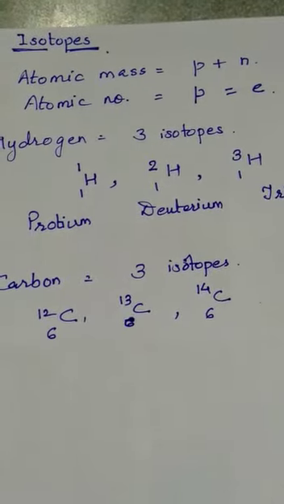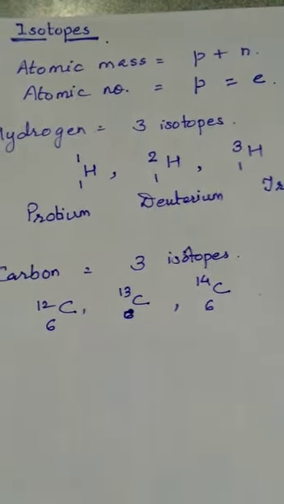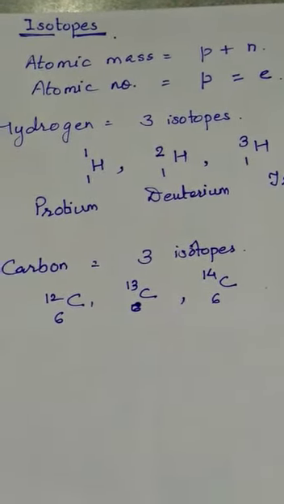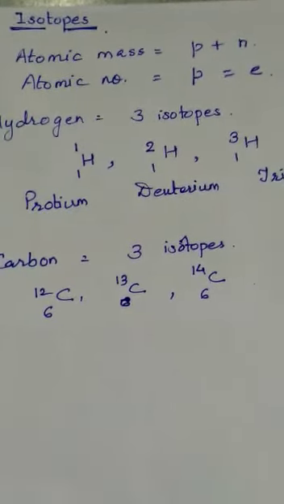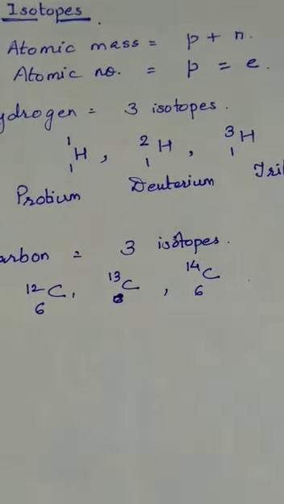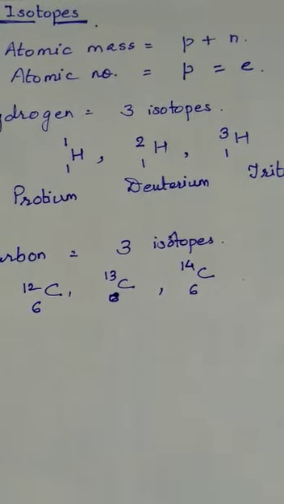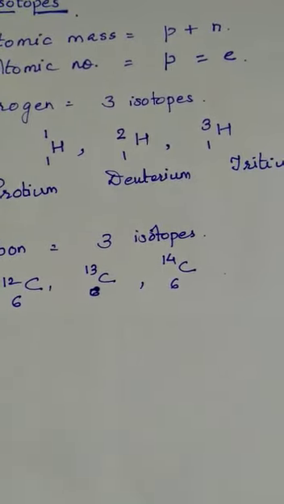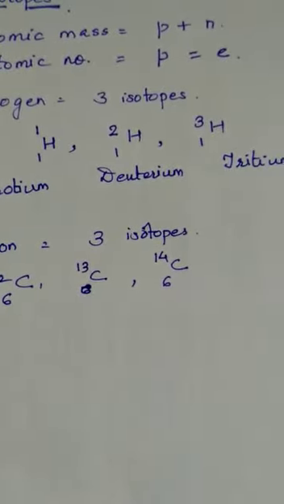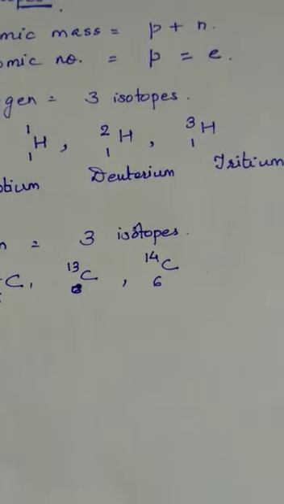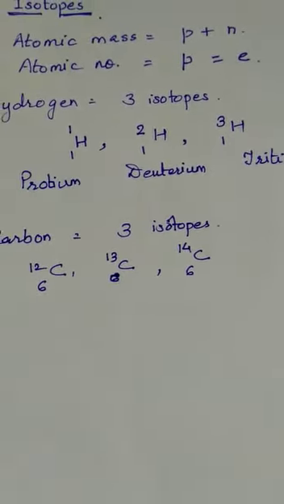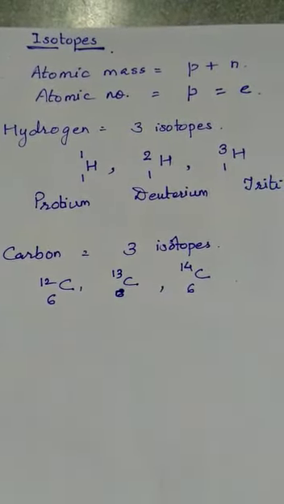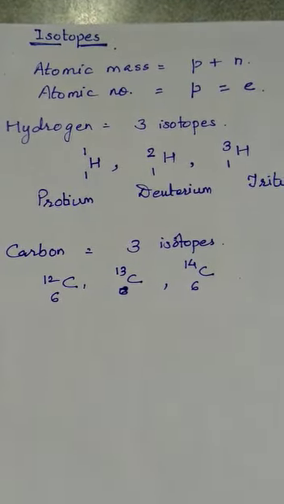But the mass number changes. The first isotope, which is the natural and most abundant carbon, has atomic mass 12, where there are 6 protons and 6 neutrons. The other isotopes of carbon have atomic masses 13 and 14. When the atomic mass is 13, there are 6 protons plus 7 neutrons. When the atomic mass is 14, there are 6 protons and 8 neutrons. In this way, there are 3 isotopes of carbon, and the carbon with atomic mass 14 is the radioactive isotope of carbon.